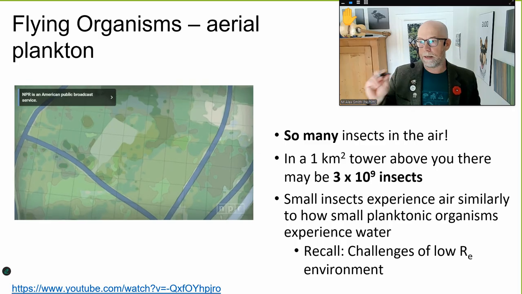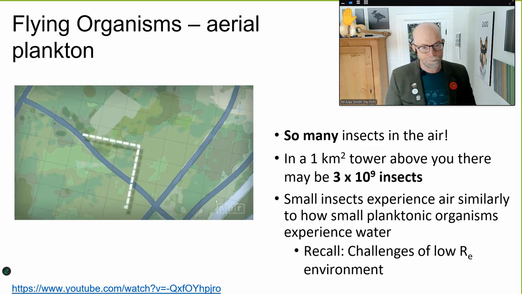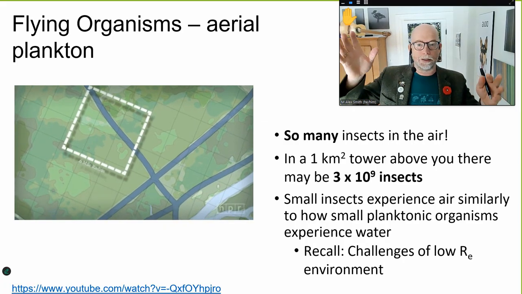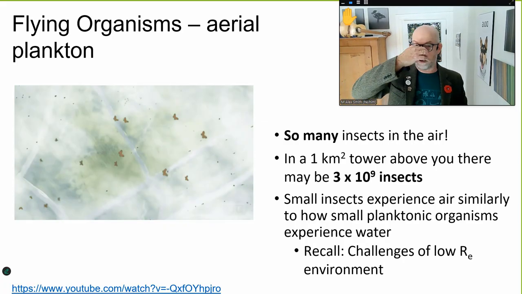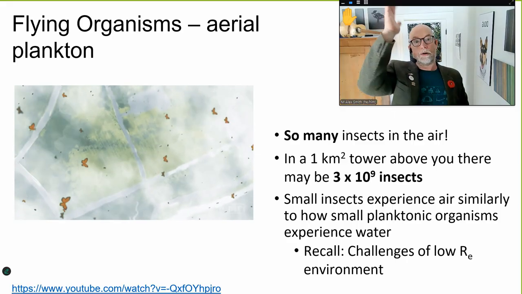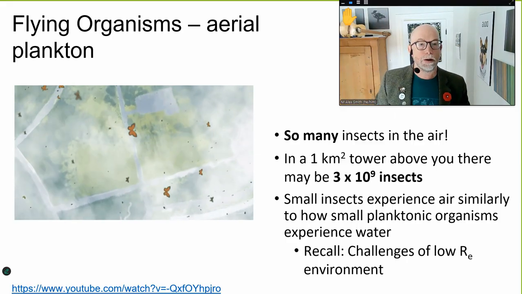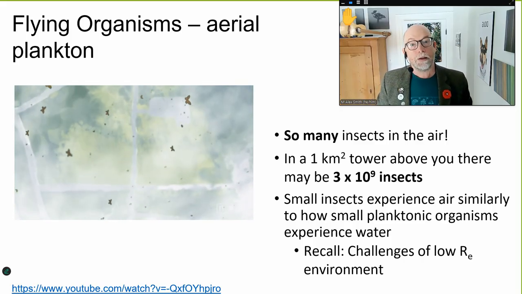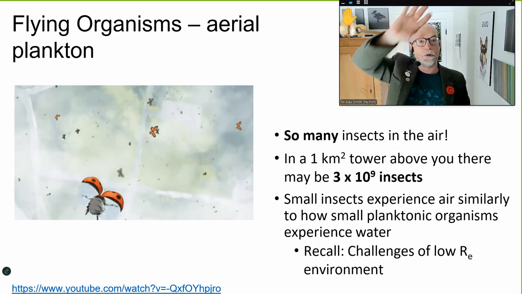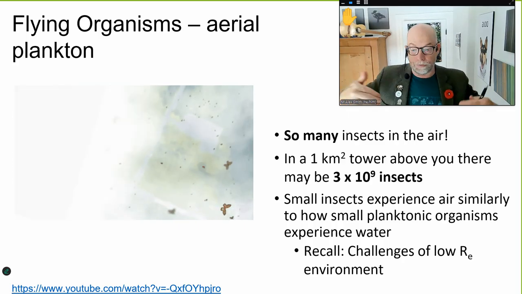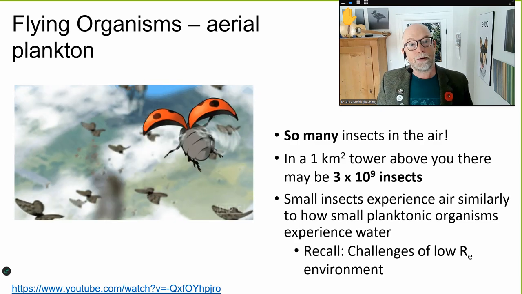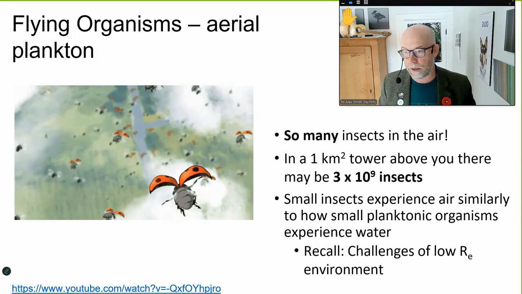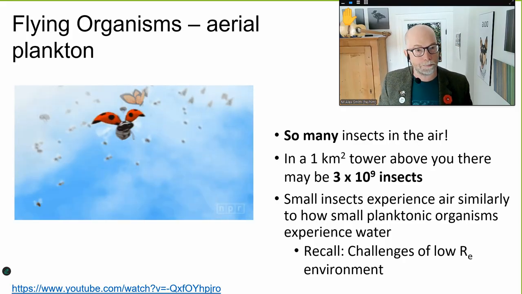So this is an example from the UK, where they used nets to kind of do a subsection and then scaled up to say, if you were looking at basically a 1 kilometer vertical tower above you, there are millions upon millions of insects in that. So this is small insects, big insects being moved around. They are actively moving themselves around, but then there are many, many small things, much smaller than the moths or the ladybird beetles that we're watching here.